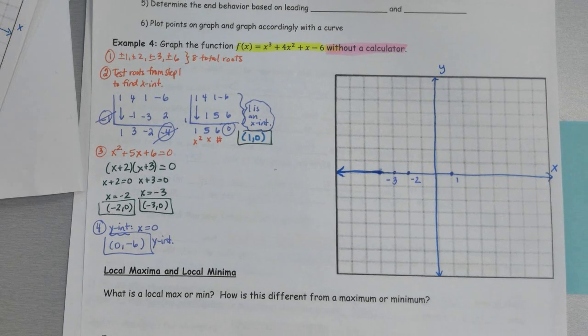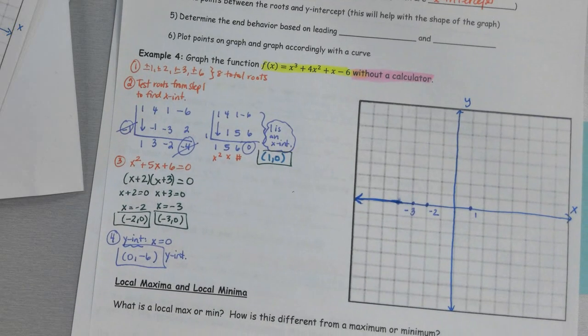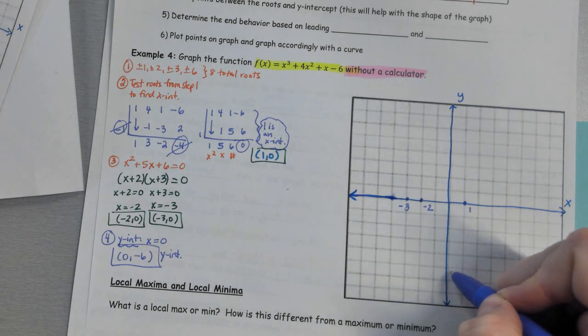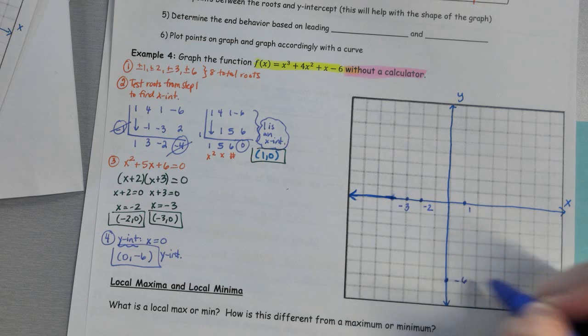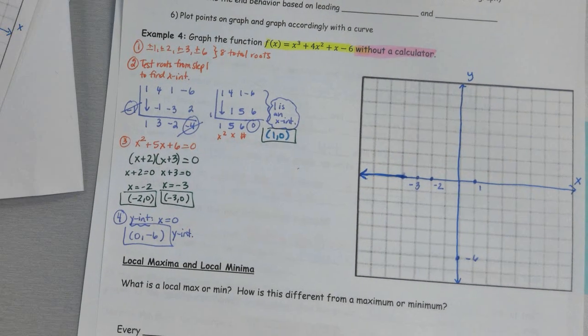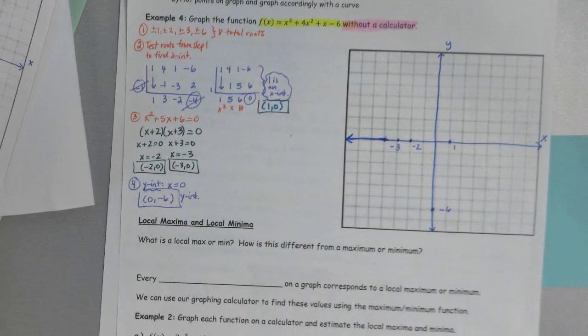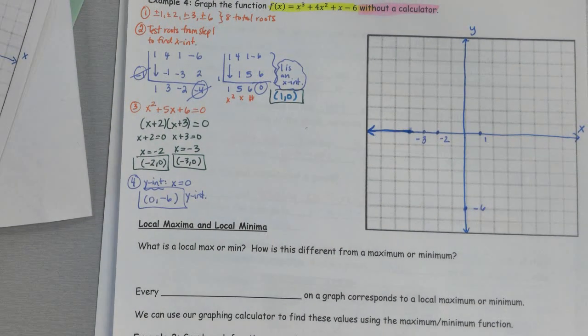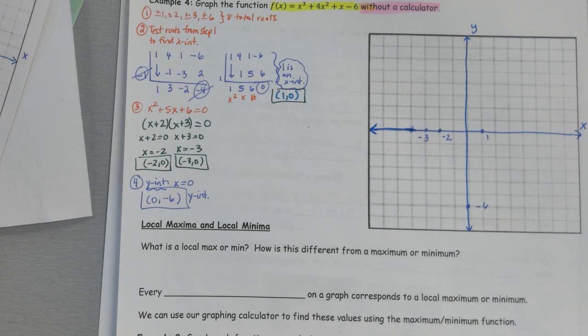And then we have the y-intercept, which is 0, -6. Okay, so there's -6. Okay, so what we're going to do next is we are going to find other points where we want to see what happens. And in order to do that, I am going to go to step 5 because I want us to recall some of the things we talked about last week.